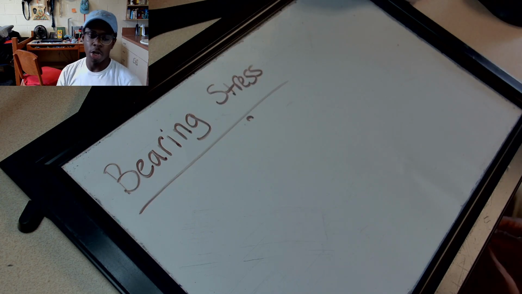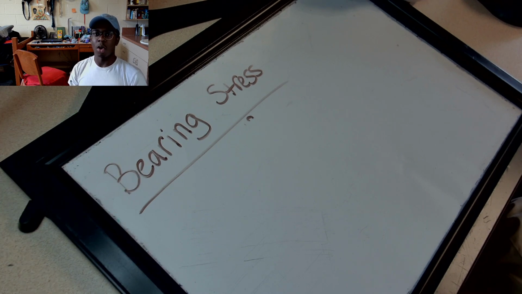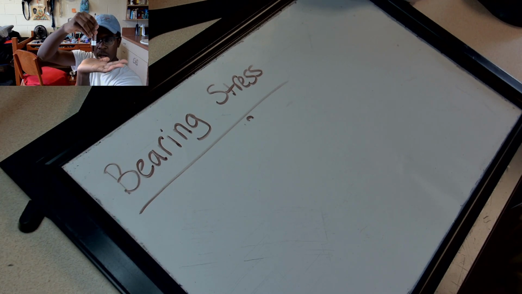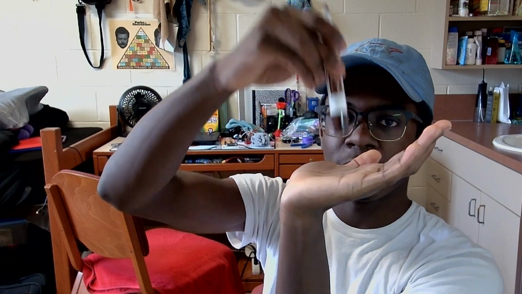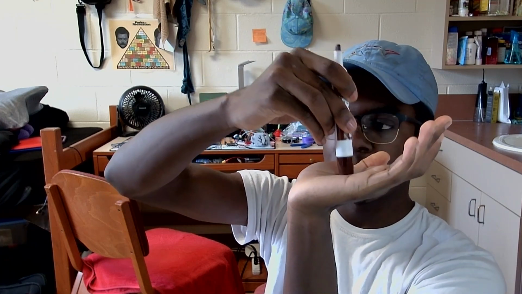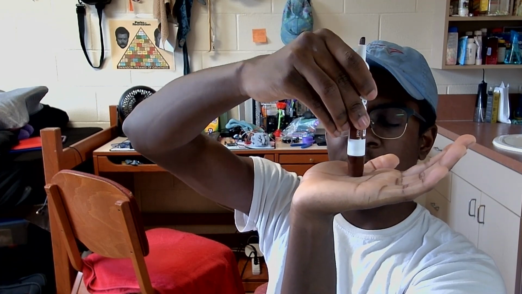Also, it's important to note that bearing stress is assumed to be negative because it's always compressive. You can't have a tensile contact. If something's coming in contact with something else, it's always compressive. You're always applying a compressive force. I can't pull this way and at the same time be in contact with this surface. That just doesn't make sense. So bearing stress is always assumed to be negative.